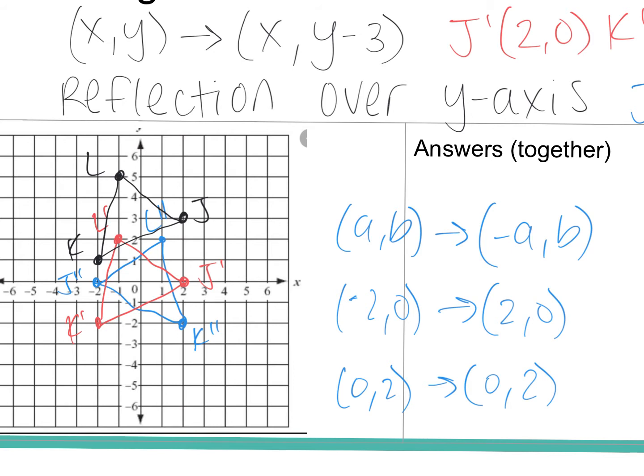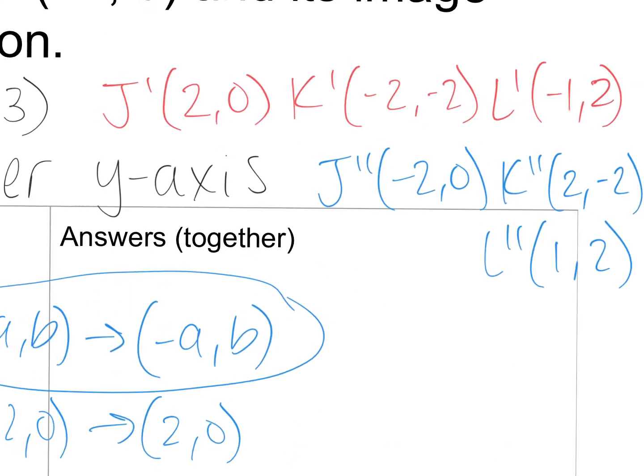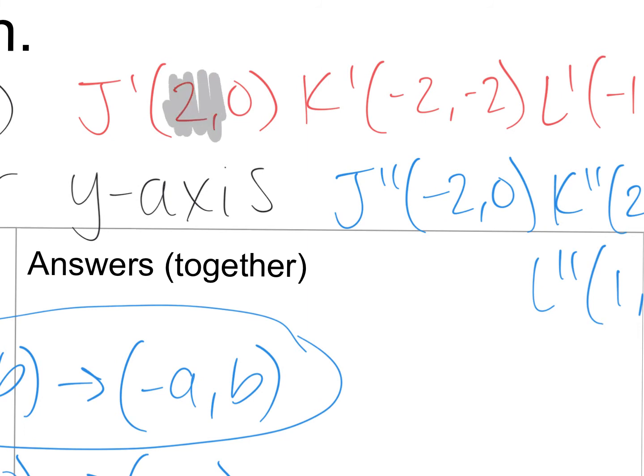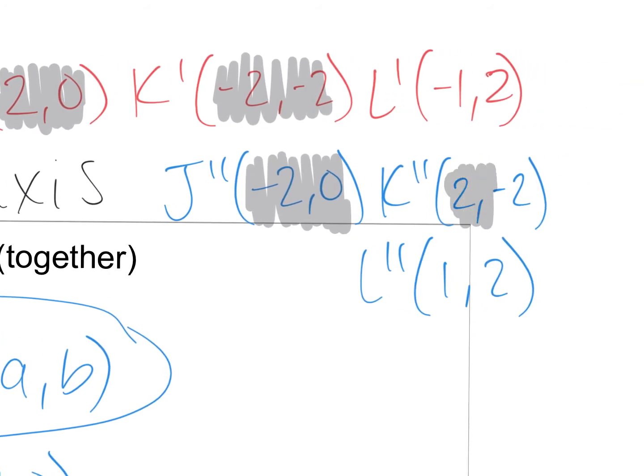Why did you put the A, comma, B, and to the right? This is a rule, okay? Do you remember the rules? I'm just putting that because look, all of your points, right? You'll notice that J prime to J double prime, the only thing that changed was the X value, from positive to negative. From K prime to K double prime, that negative 2 in the X coordinate became a positive 2. Do you see that, Cody? So that's all that rule is telling you. It's showing you how you can change that coordinate to indicate a reflection. Okay? We good on this one?